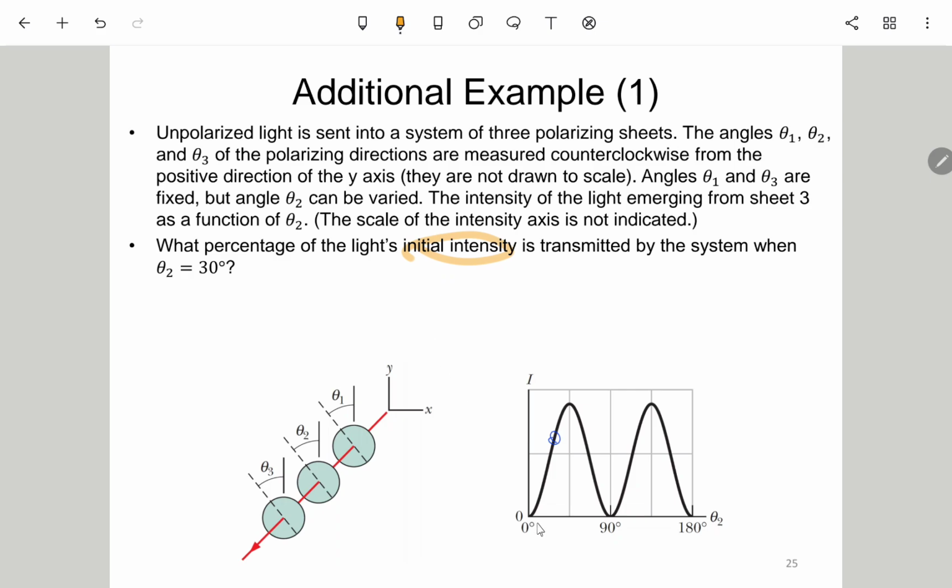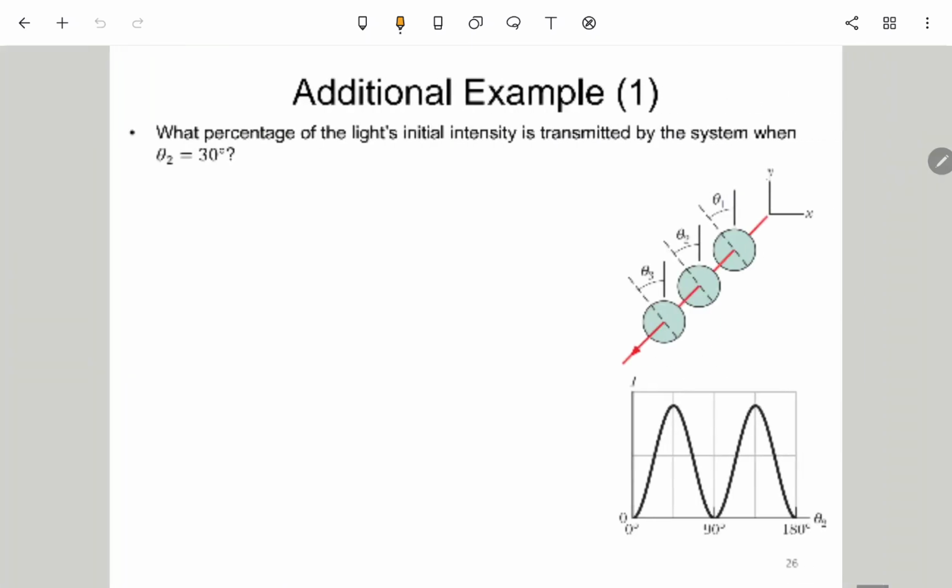This is just the axis of I. It doesn't tell you what I0 is. I0 can be somewhere much higher than this peak, because the filters will actually block most of the wave. Okay, so here we can make some observations.